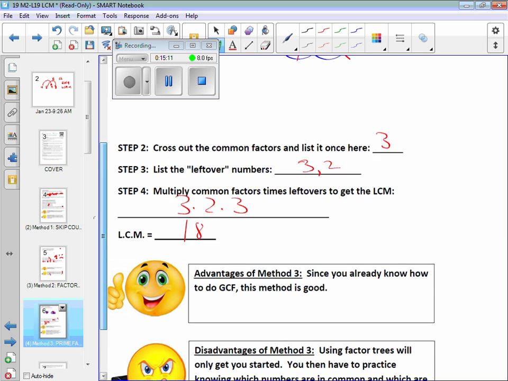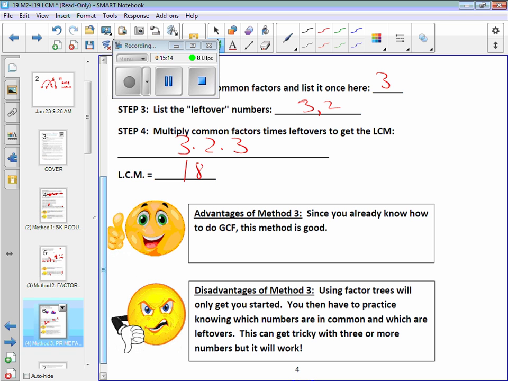Okay, advantages and disadvantages. You ready? Since you already know how to do factor trees, this method is good. Cross out GCF because you're not finding GCF with this. You're finding common factors, but not GCF. The disadvantage is that using factor trees gets you started, but you have to practice, and it can get a little confusing. You've got to make sure that you list your common factors once, and your leftovers get listed correctly as well. So you just got to be careful, and we're going to actually practice it coming up now with three numbers. Okay?